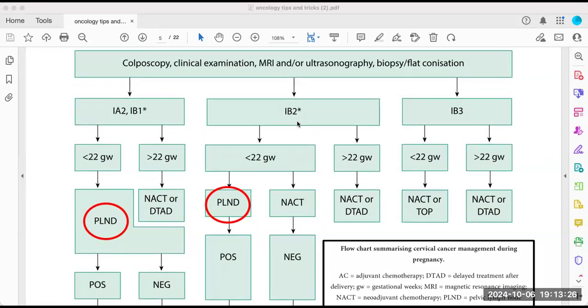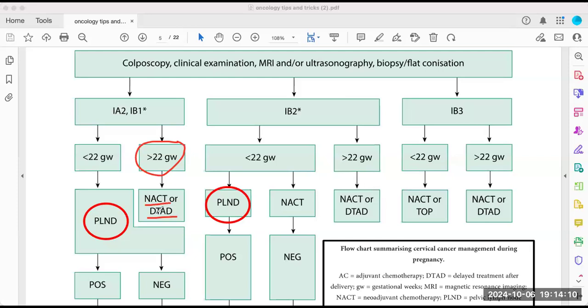Okay. In 1B2, this is gestational age. Again, sorry, we forgot one. If the gestational age is more than 22 weeks, there's no role to do a pelvic lymph node assessment. You have a doubt whether the pelvic lymph nodes are negative or positive, what to do? We are already past 22 weeks in the pregnancy, so the baby can have a chance. So what to do? Here, either offer treatment in the form of neoadjuvant chemotherapy, or delay the treatment until after delivery, and the choice is the mother's, of course.